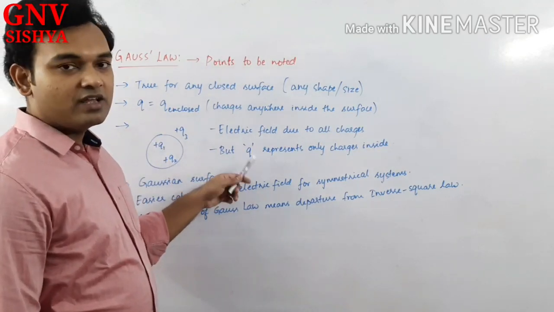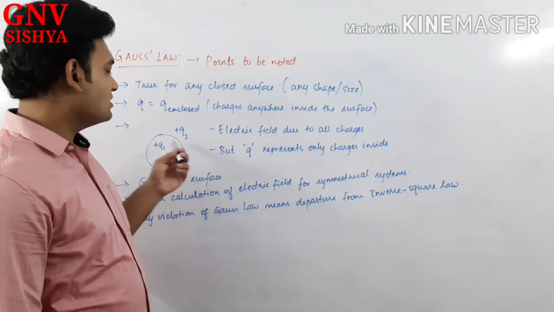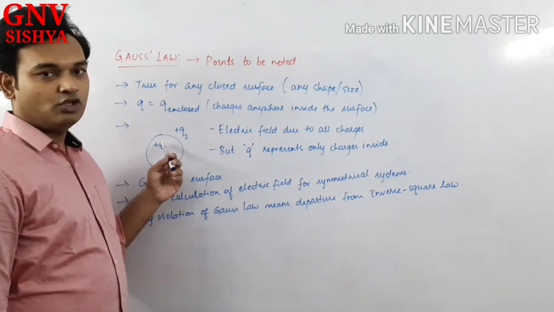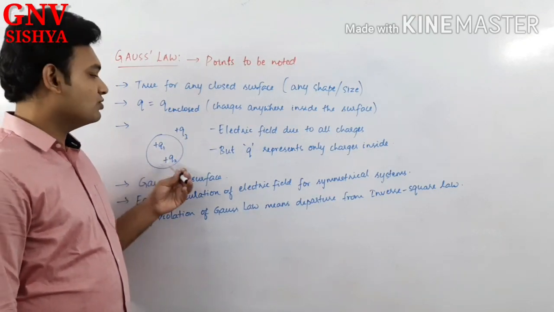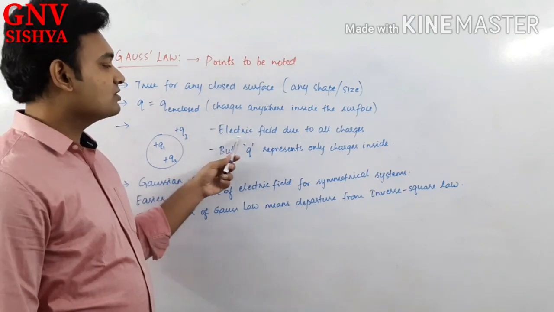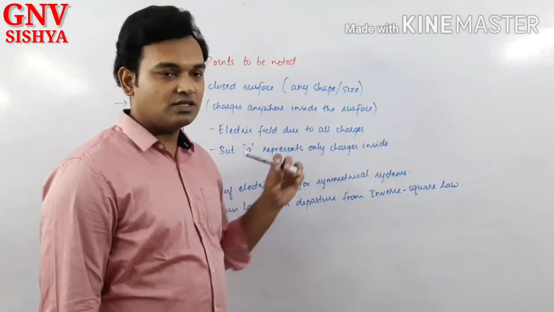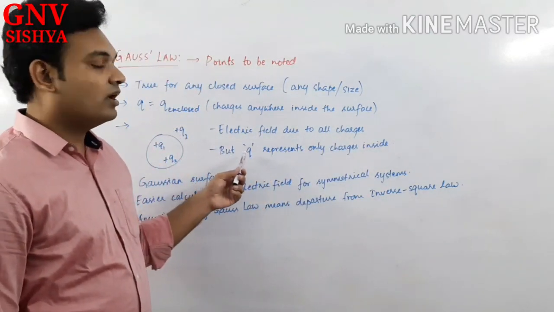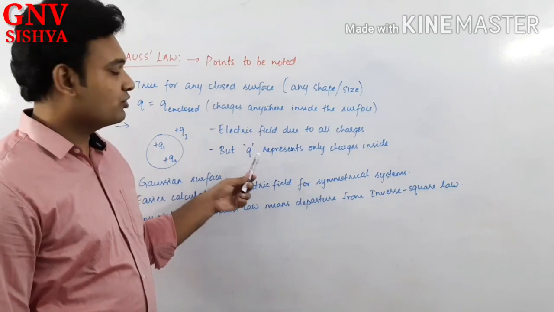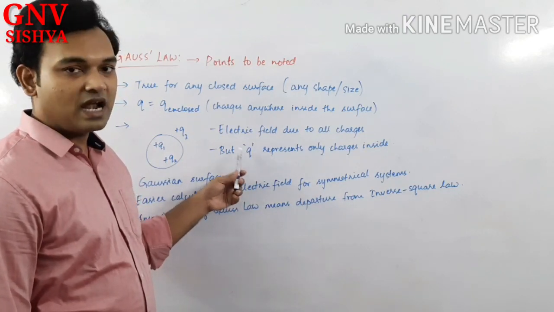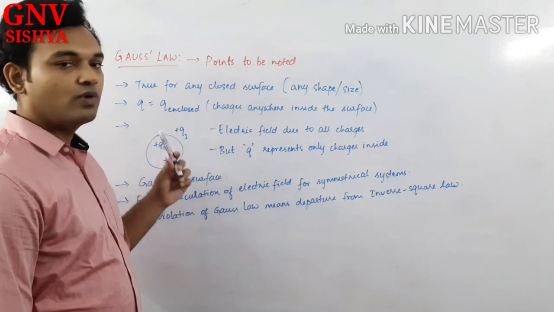But when we apply Gauss law, we apply it only for the charges that are enclosed. Do you understand? So the resultant electric field will be due to all the three charges. So calculation of electric field will be due to all the charges. But when you represent Gauss law, phi equal to q by epsilon naught, the q in that equation would represent only q1 and q2.